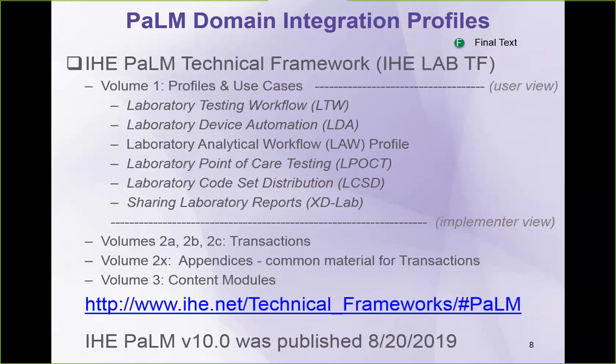This is an overview of our integration profiles. We have the technical framework, which is final text, and that includes several different workflows. In general, technical frameworks are organized into volume 1 that gives you the overview of what the profiles are and what the scenarios and the use cases are that are covered. Volume 2 covers the specific transactions. So this is where all the detail lives about the message specifications, for example, the vocabulary that's needed for each individual use case. And as you can see, we have several volumes 2, A, B, and C, because we have to cover the detail of quite a few different profiles.